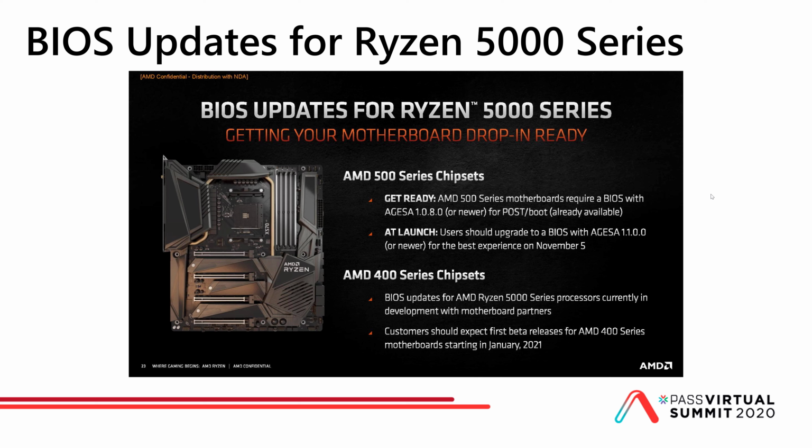So this slide explains what you have to do to get Ryzen 5000 series processors to work with various different AMD motherboards. As I was talking about before, if you've got an AMD 500 series motherboard, so that's B550 or X570 or even A520, you're going to have to be on AGESA version 1.1.0.0 to get the full functionality from that. And you have to be on AGESA 1.0.8.0 to even get it to post.